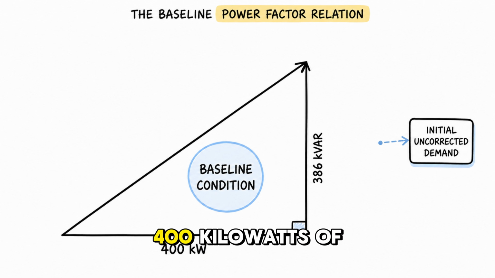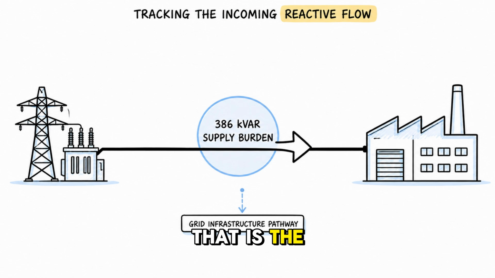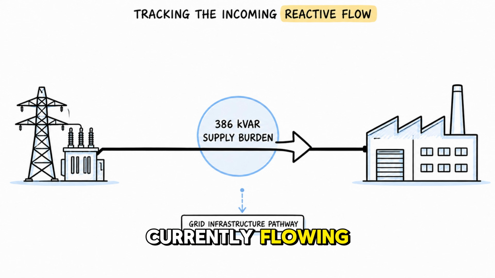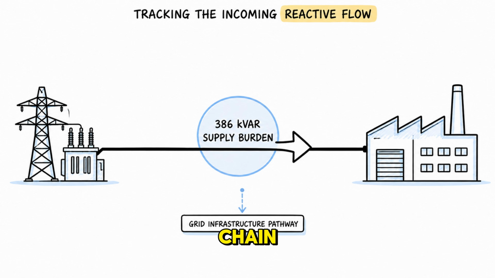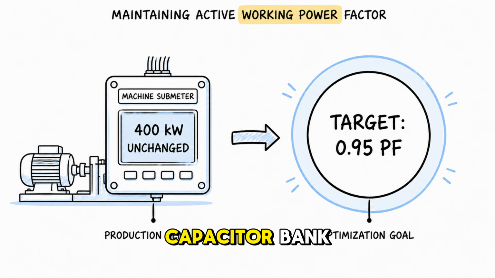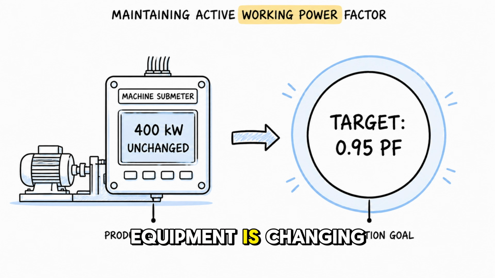The factory draws 400 kilowatts of real power at a power factor of 0.72. And earlier, we found that the reactive power at this condition is 386 kVAR. That is the reactive power currently flowing all the way from the utility, through every cable and transformer in the supply chain. After installing the capacitor bank, we want to reach a power factor of 0.95. And the real power stays at 400 kilowatts since none of the productive equipment is changing.